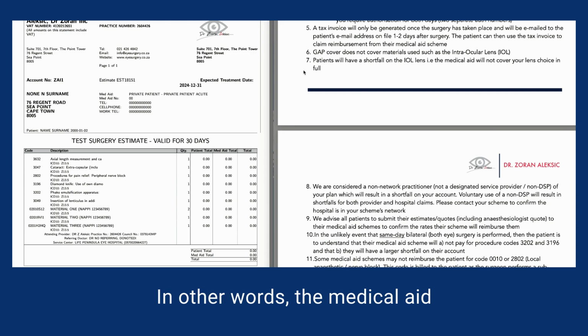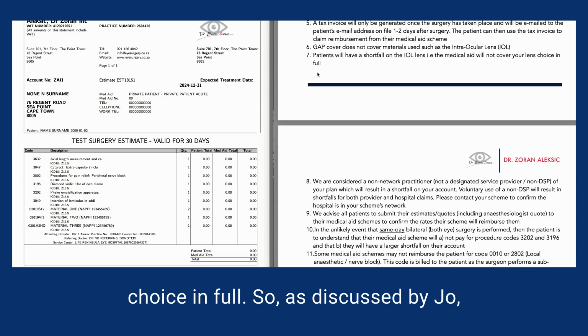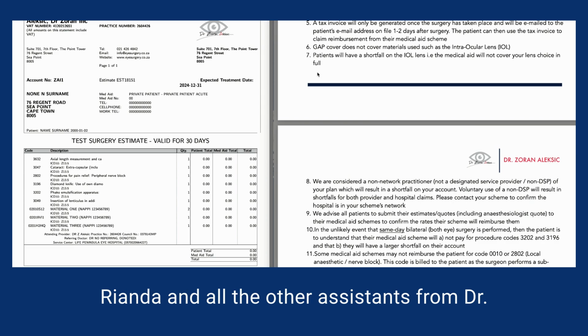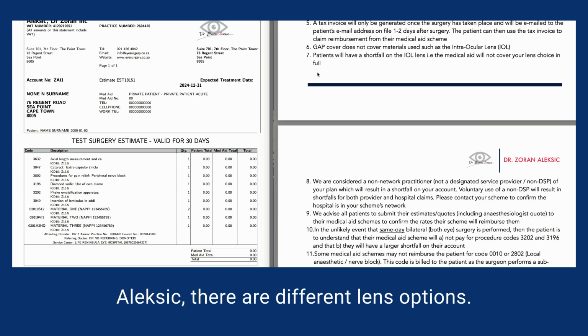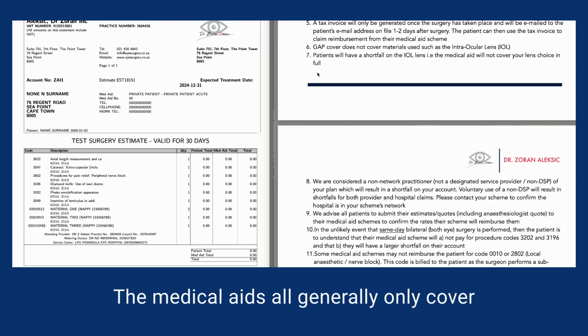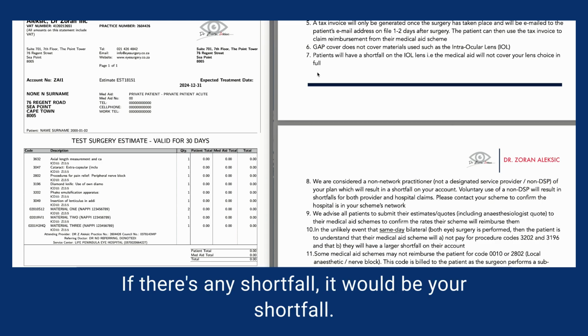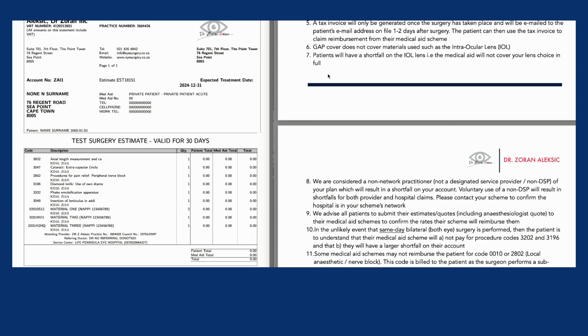Okay, number 7, patients will have a shortfall on the intraocular lens. In other words, the medical aid will not cover your lens choice in full. So as discussed by Joe, Rianda, and all the other assistants from Dr. Aleksic, there are different lens options. Each lens option has a different price attached to it. The medical aids all generally only cover a certain amount towards the lens. If there's any shortfall, it would be your shortfall.